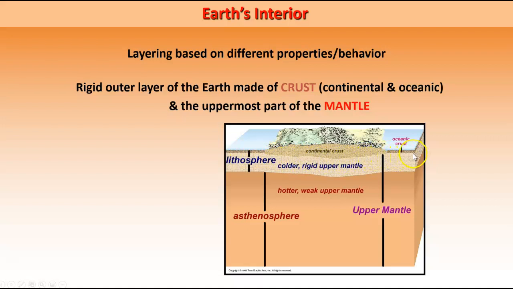That boundary is the separation between the crust and the mantle, and it is a compositional boundary. But when we want to talk about how the material behaves, we're going to take the crust, and it doesn't matter if it's the ocean or the continental crust, and we're going to take a portion of the upper mantle, and we're going to say that all of that area behaves in a similar way.